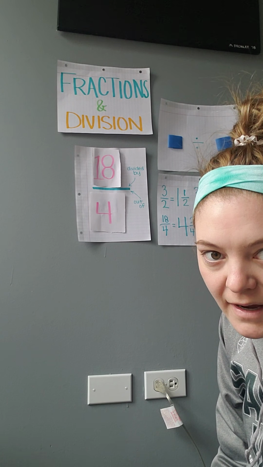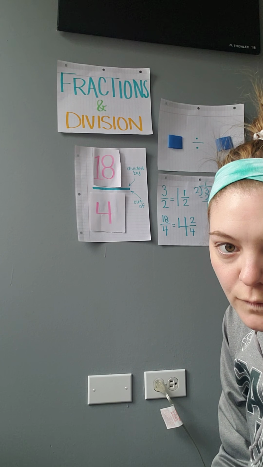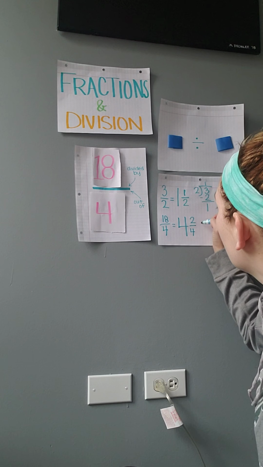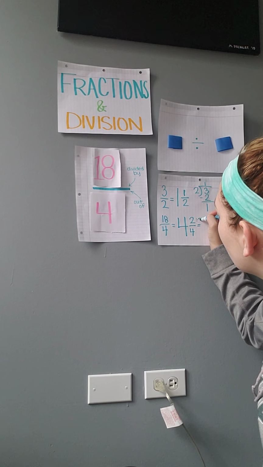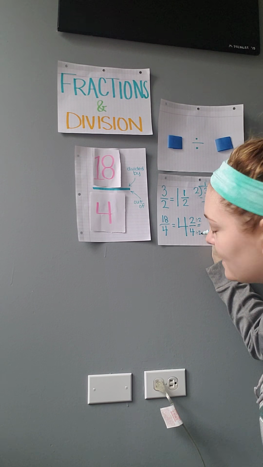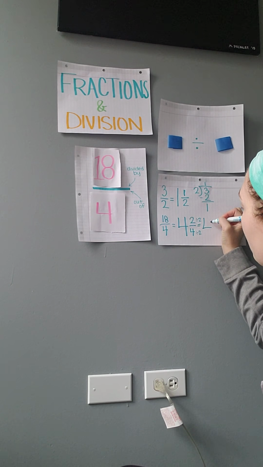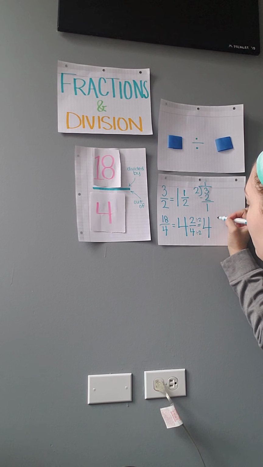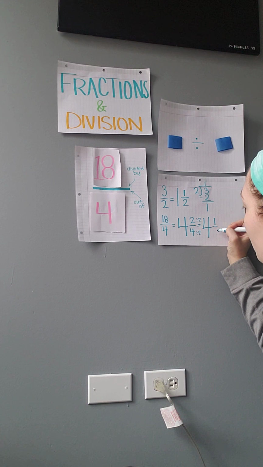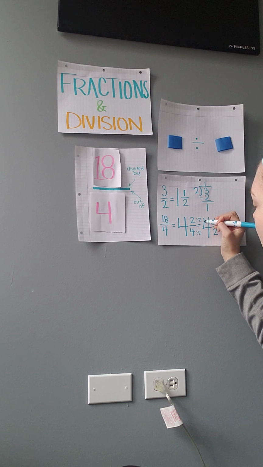What alarm's going off now? 4 and 2 4ths, simplest form, okay? So I'm going to divide by 2. If I do it to the top, do it to the bottom. So I've got my big 4, that doesn't go anywhere. 2 divided by 2 is 1. 4 divided by 2 is 2. So I end up with 4 and 1/2.